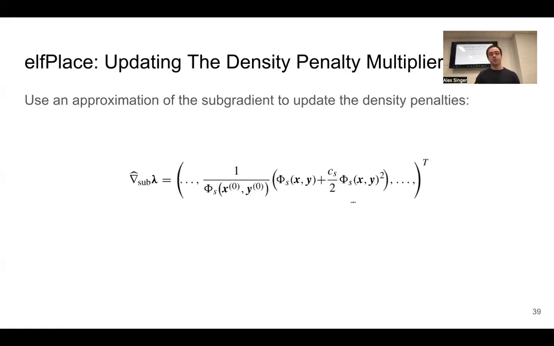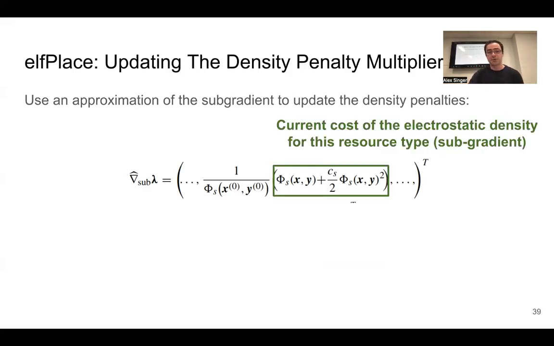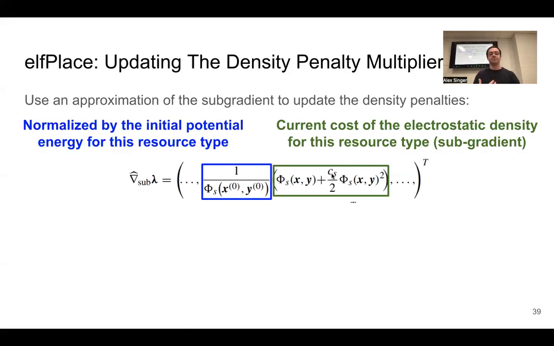And then what they do is they use an approximation of what's called the subgradient to update the density penalties. Now, they say in the paper that updating these lambda terms by the subgradient is just a standard technique in optimization, where the subgradient is the current cost of the electrostatic density for this resource type. So it's just take the current cost, and that's your subgradient. But the thing that they add for this paper is they normalize it by the initial potential energy of the resource type. They say this just helps it converge better, and it keeps it from getting too large.